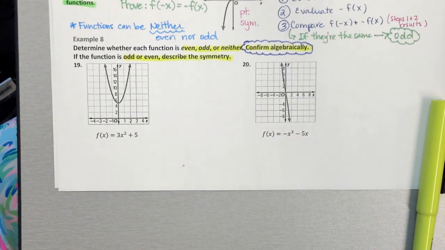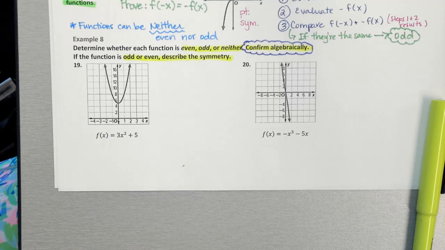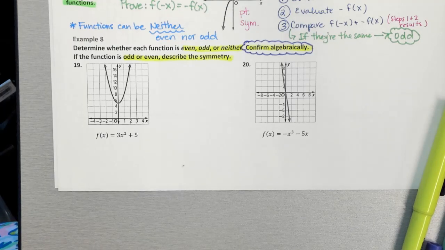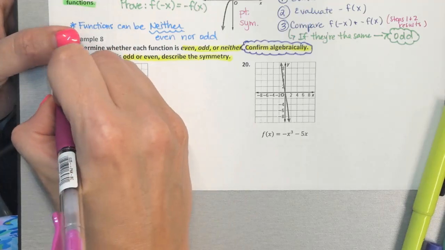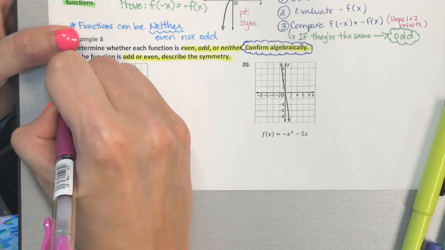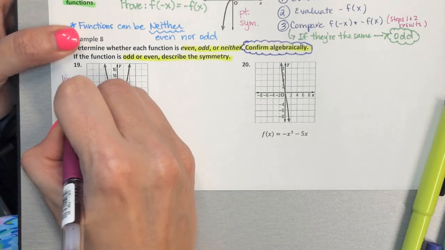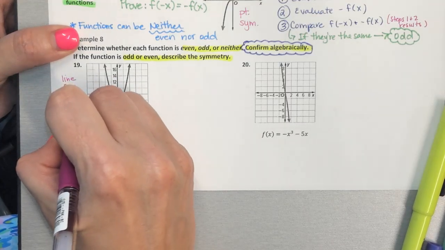Okay, so the first thing we're going to do is determine whether we want to check if it's even or odd. So what we can do is look at the graph. Does this look like line symmetry or point symmetry? Okay, so this looks like line symmetry. Okay, so check if even.